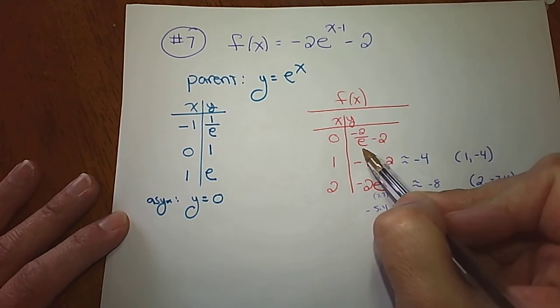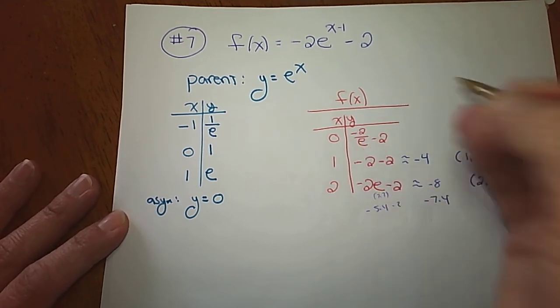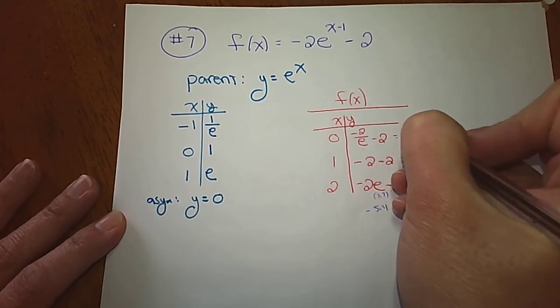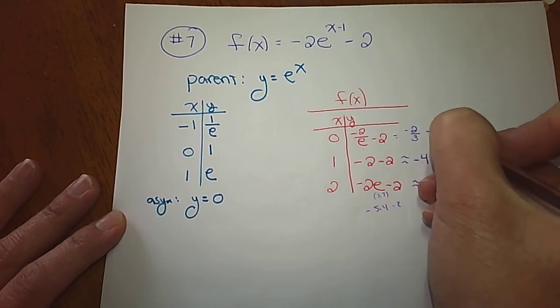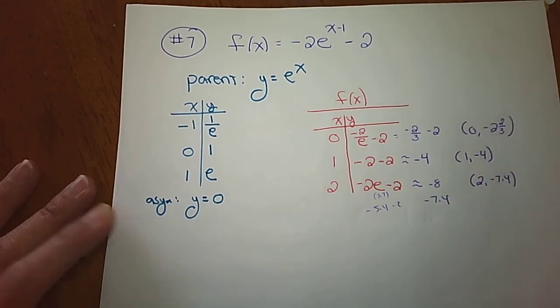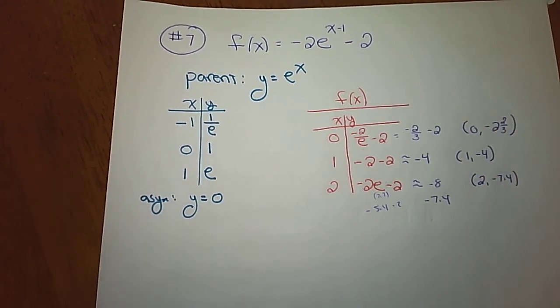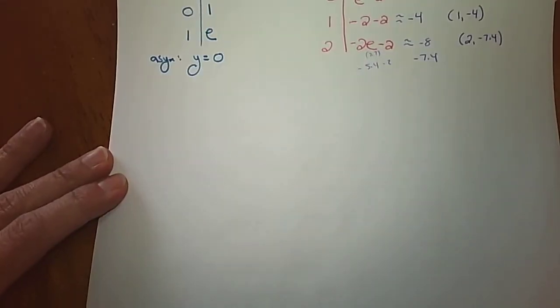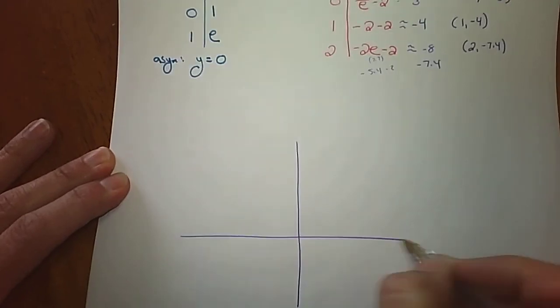Now this one, again, e is 2.7. So if you think about this as negative 2/3 minus 2, this would be 0 and negative 2 2/3. And these are what I'm going to plot right here. So I'm going here, make my x and y axis.